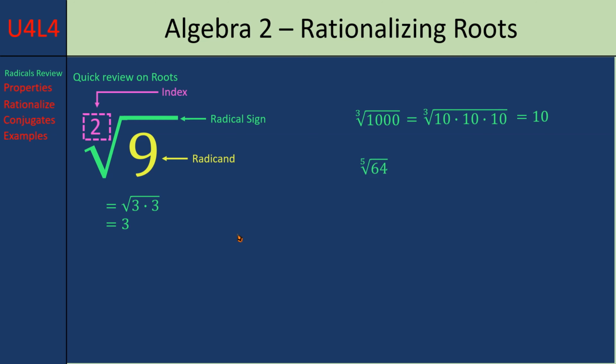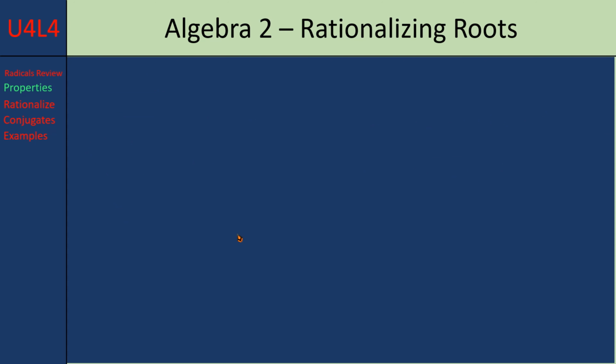Or you can have the fifth root of 64. So it would be 2 times 2 times 2, 5 times, and the answer would be 2. Okay, so that's how the radical symbol works. And let's talk about the properties of radicals.